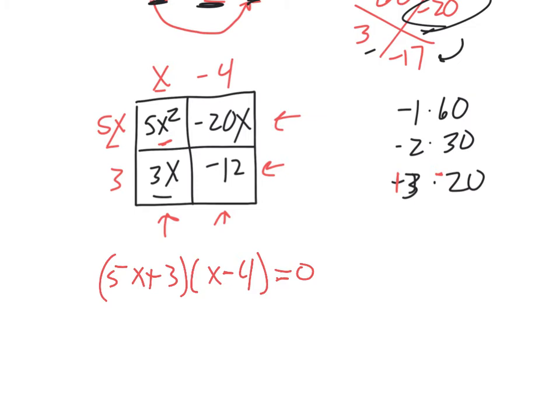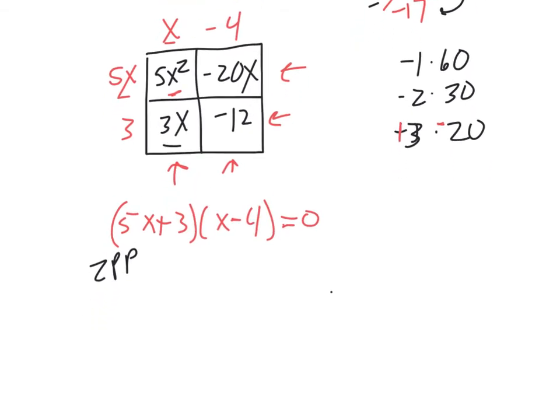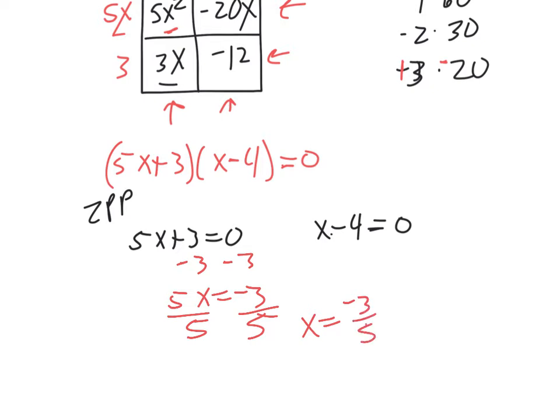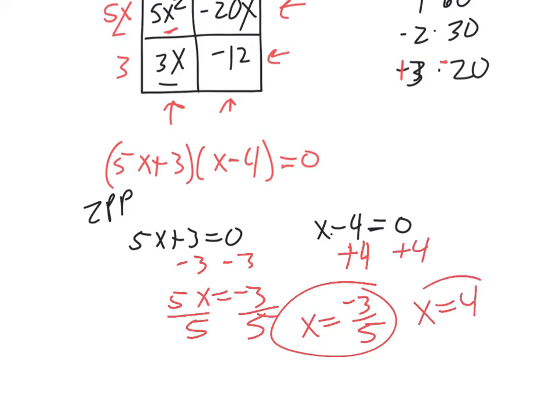So now we got to kick in the ZPP, zero product property rule. And that's where you set them each equal to 0. 5x plus 3 equals 0, and x minus 4 equals 0. And when I solve these are going to be my two answers. So subtracting 3 from both sides, I get 5x equals negative 3, and then divide by 5. My first answer, x equals negative 3/5. Here I'm going to add 4 to both sides and get x equals 4.